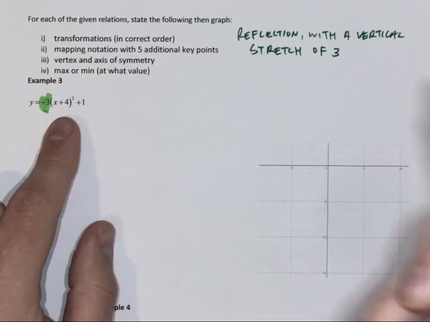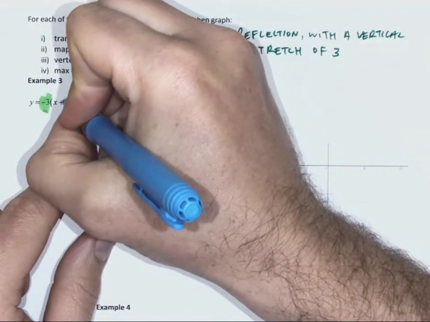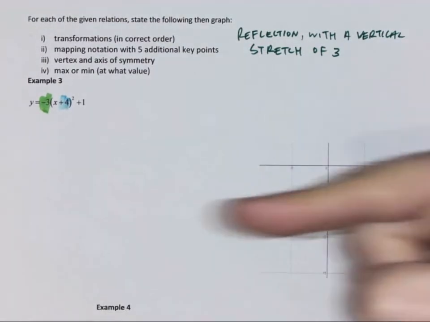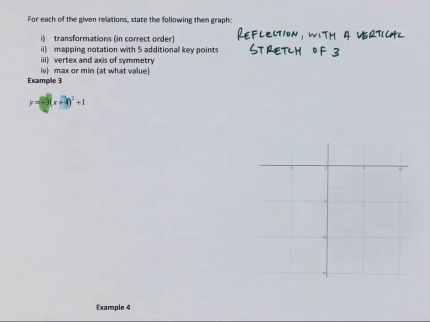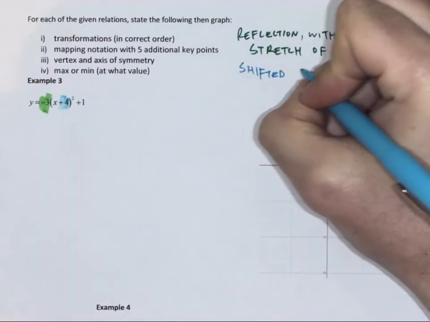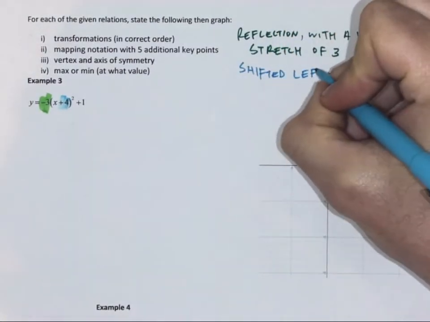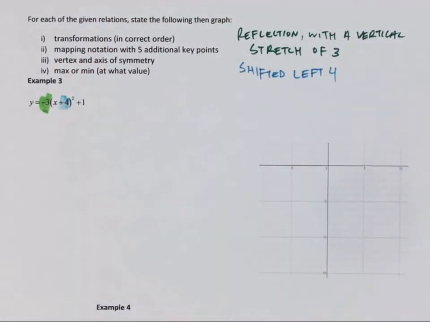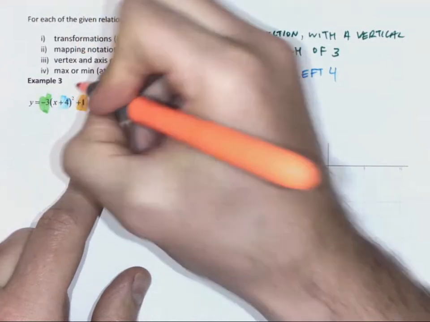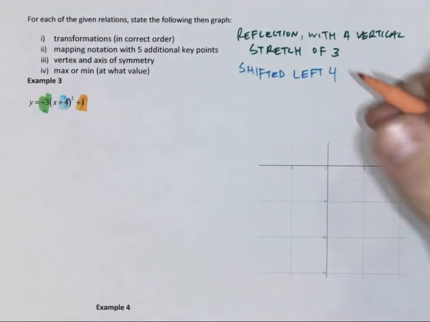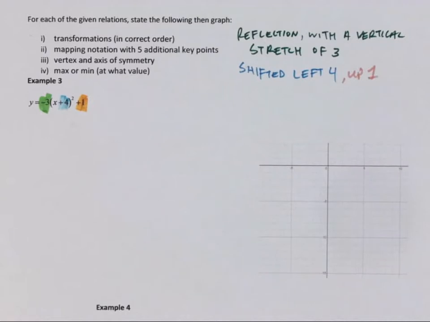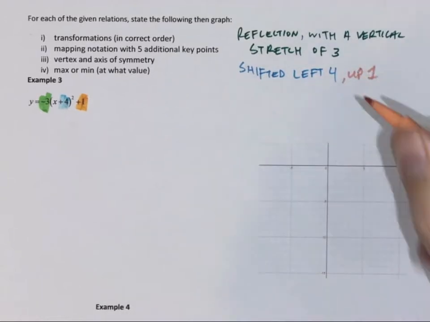We then see that it is shifted left or right. Brackets lie, so instead of going towards the positive side on the x-axis, we're going to the negative, which is left. So we are shifted left 4 units, and then up 1 unit, space, whatever we want to say.